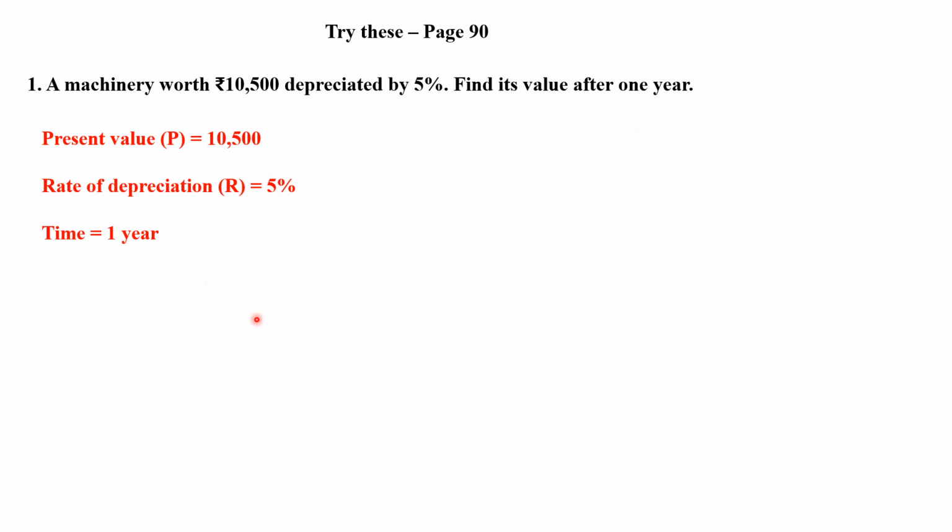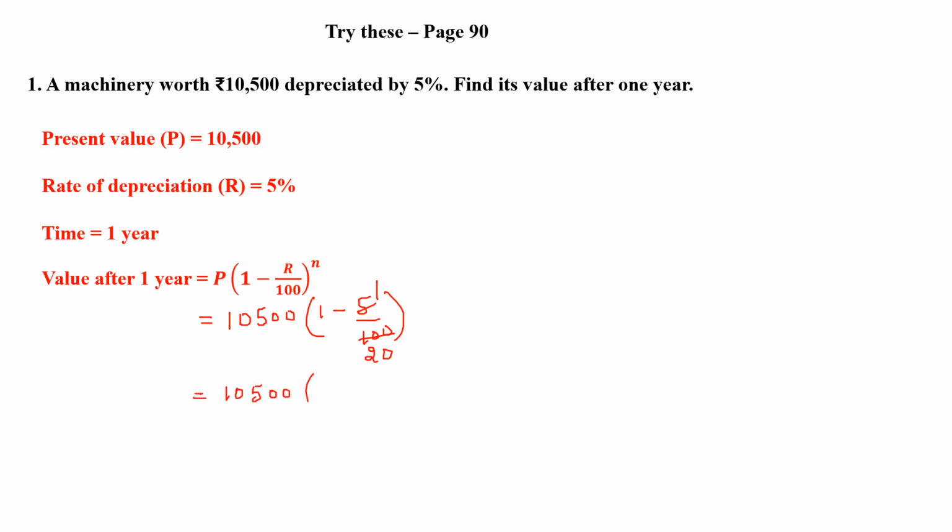So let's write the formula first. The value after 1 year will be P times (1 minus R by 100) whole to the power n. Now I'm going to substitute the values over here. So if you can see, your present value is given as 10,500, isn't it? And your rate is 5%. So 1 minus 5 by 100, and time is given as 1 year, so no need to write the power 1. Now I'm going to reduce it. So 5 times 1, 5 times 20.